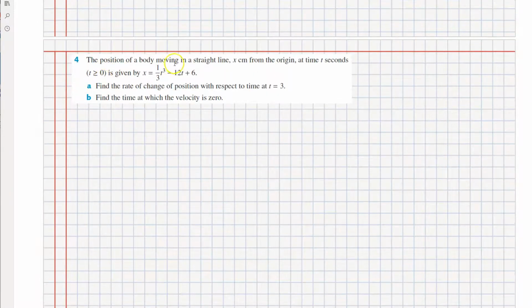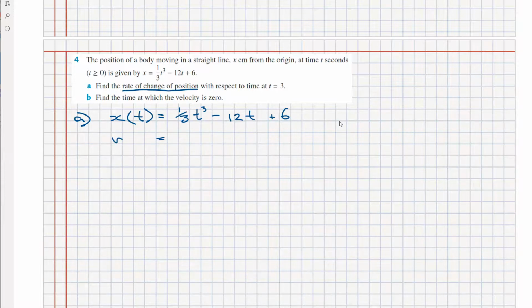The position of a body moving in a straight line, x centimeters from the origin at time equals t seconds, is given by x equals 1 over 3 t cubed minus 12t plus 6. Find the rate of change of position with respect to time at t equals 3 seconds. So that's a case of going x of t is a third t cubed minus 12t plus 6. It's simply asking the rate of change in position. So it's a fancy way of saying what's the velocity at t equals 3.